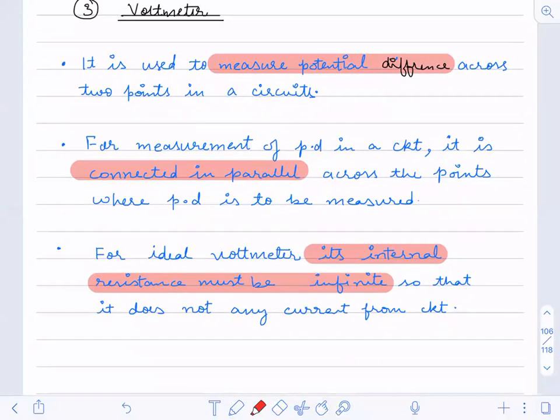So we have to understand 2 points here. One, why it is connected in parallel and what will happen if I connect it in series. Second point, why it is having an infinite resistance. So these 2 points we are going to see now.